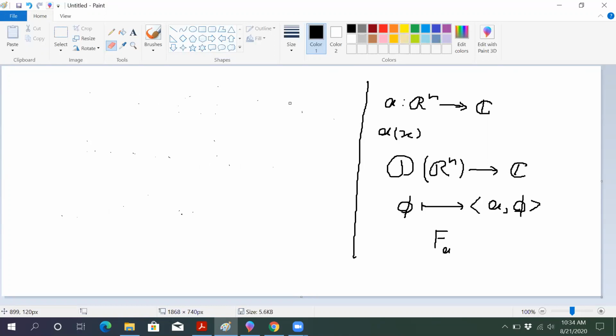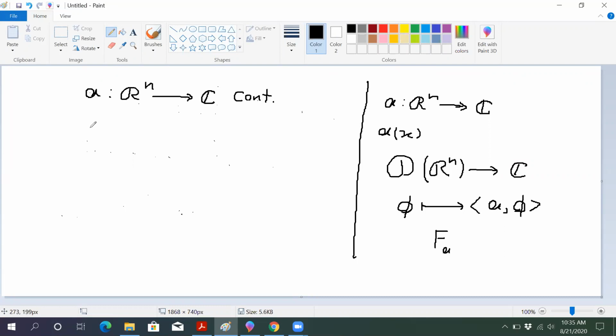Oh, look at here. A from Rn into C is continuous, right? Okay. So this is continuous. Continuous. Now look at here.